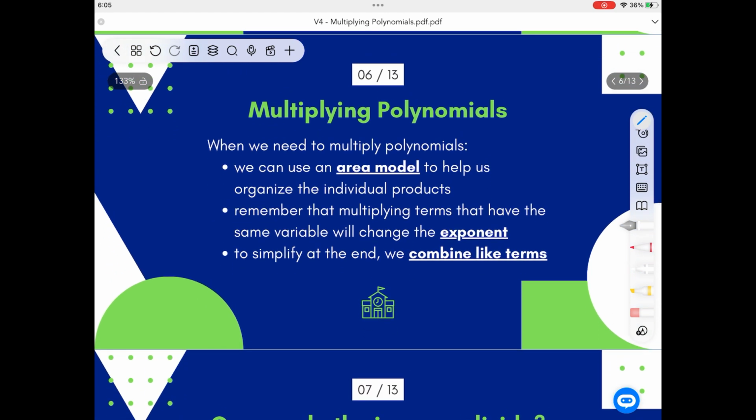So a couple of reminders. When you're multiplying polynomials, we can use an area model to help us organize the individual products, those little pieces along the way. Remember that multiplying terms that have the same variable will change the exponent. This means when you have x's times x squared, that doesn't stay x squared, that turns into x cubed. Remember that x squared means x times x. So if I multiply that by another x, that's obviously why we end up with x cubed. There are 3 factors there. And to simplify at the end, we always make sure that we combine our like terms.